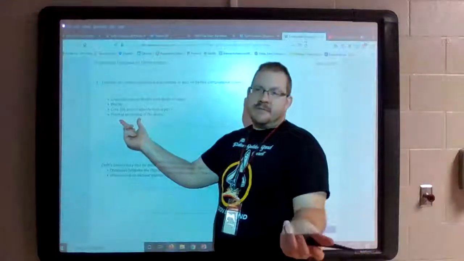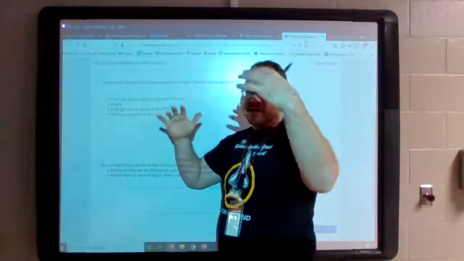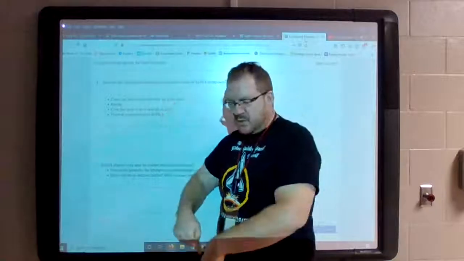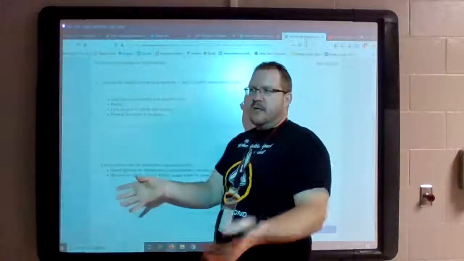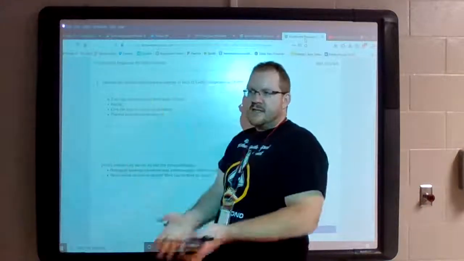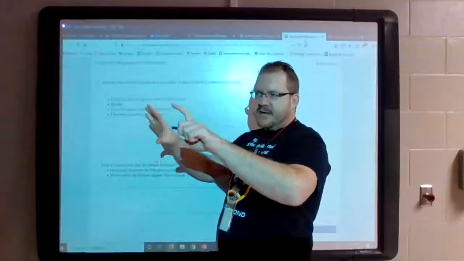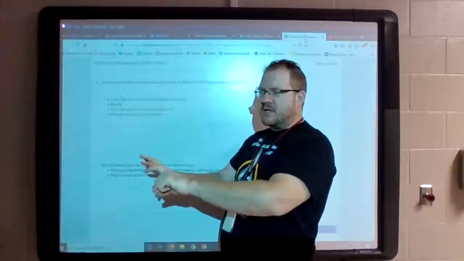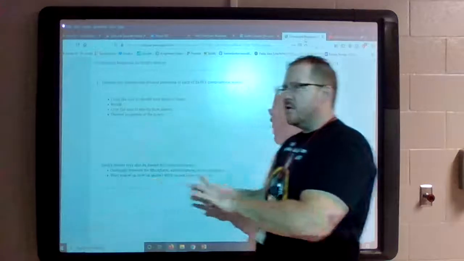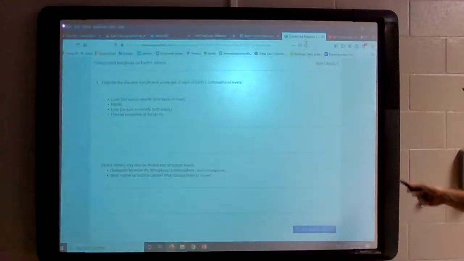Now, the last thing to ask about on this first question is thermal properties of the layers. Tell me about the temperatures. The heat is going to increase as you go down into the earth. So the crust will be the least hot layer. Then the mantle gets a little bit hotter. The outer core gets a little bit hotter. And the inner core is going to be the hottest place inside the earth.